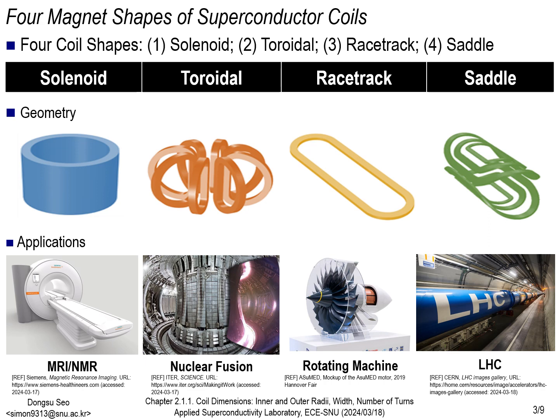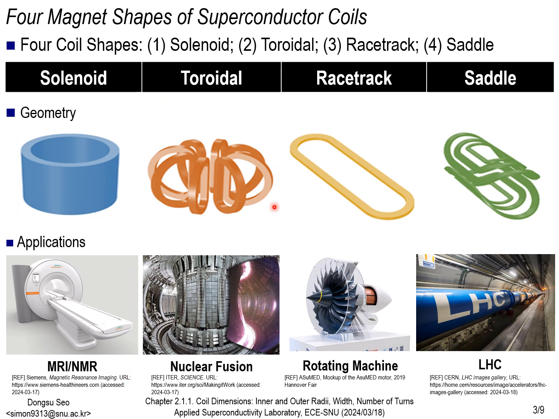This slide shows the shapes of the four main magnets in superconducting coils: solenoid, toroidal, racetrack, saddle, and their representative applications. First, the solenoid has a cylindrical magnet coil shape. Its representative applications are MRI for medical devices and NMR for research of molecular structure and properties of substances.